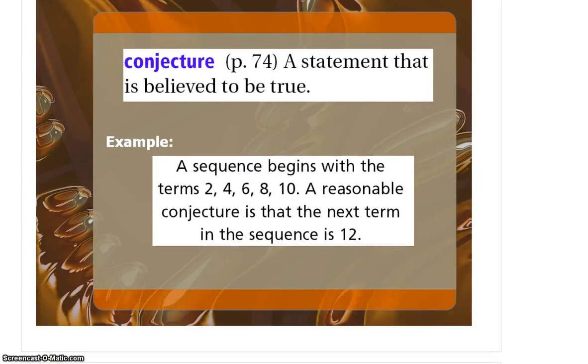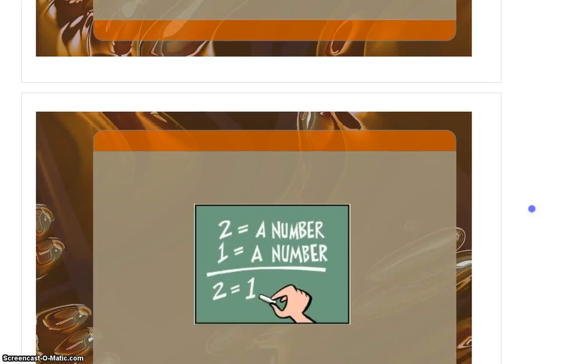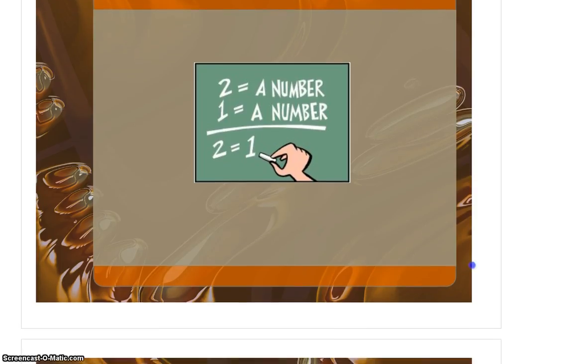So a conjecture is a statement that is believed to be true. For example, a sequence begins with terms 2, 4, 6, 8, 10. A reasonable conjecture is that the next term in the sequence is 12. Conjecture is something you come up with. So if 2 is a number, 1 is a number, then 2 equals 1. Obviously not true, but it's a conjecture.